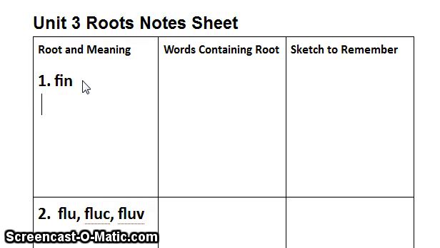Hi guys, this is the way that we're going to do notes from now on with our roots. So this is Roots Unit 3, and you can go ahead and hit pause or play as you need to. You should fill in your roots sheet as we go. So Roots Unit 3 is kind of cool because there are some roots that are going to be doubled up from ones you already know.